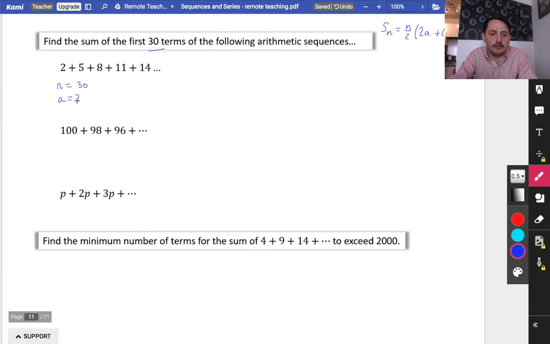We know that a is equal to 2. And we know that d is equal to 3, because it's going up in threes. So we want to find the sum of the first 30 terms. So we're going to put 30 in the corner like this.